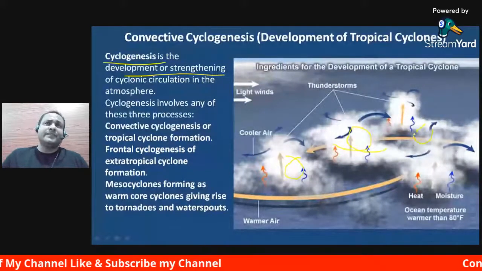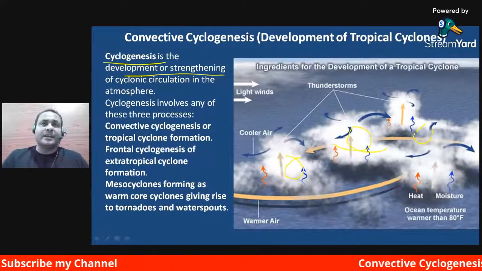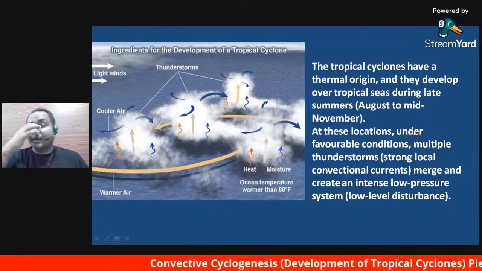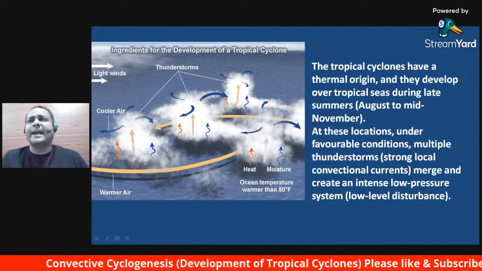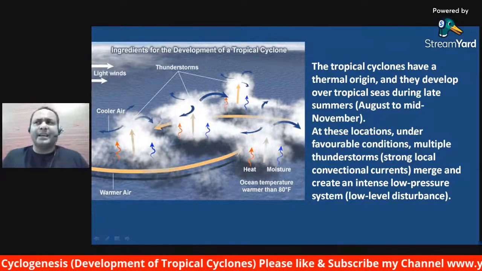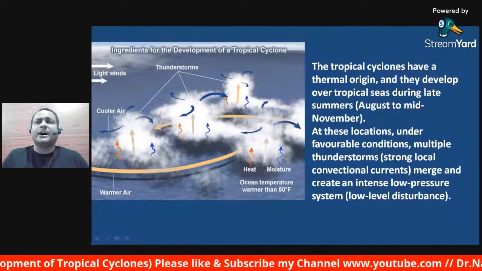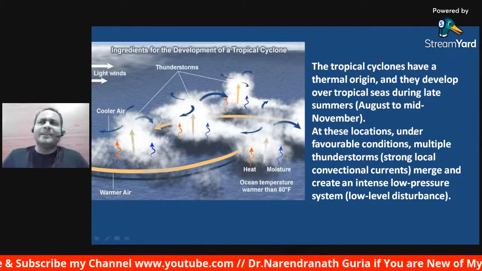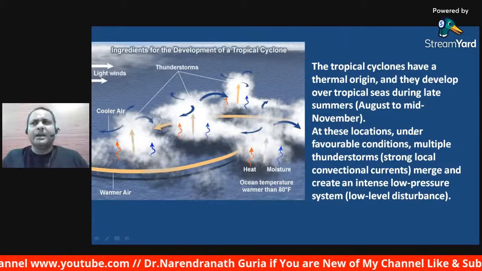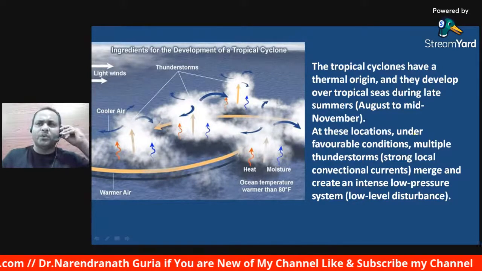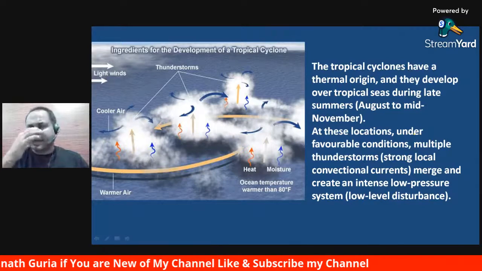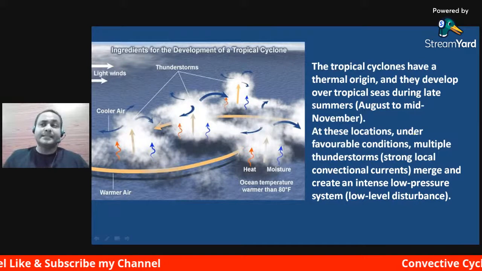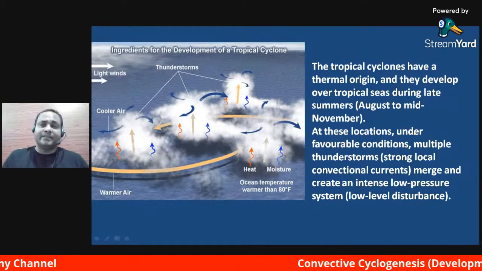For convective cyclogenesis you must watch carefully, and there are the tropical cyclones have a thermal origin, basically, and they develop over tropical seas during late summer, August to mid November. At this location, under favorable conditions, multiple thunderstorms and strong local convectional currents march and create an intense low pressure system and low level disturbance.